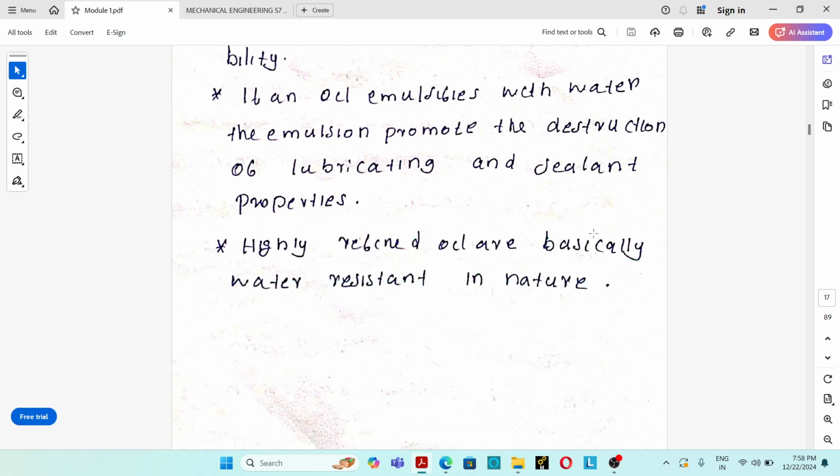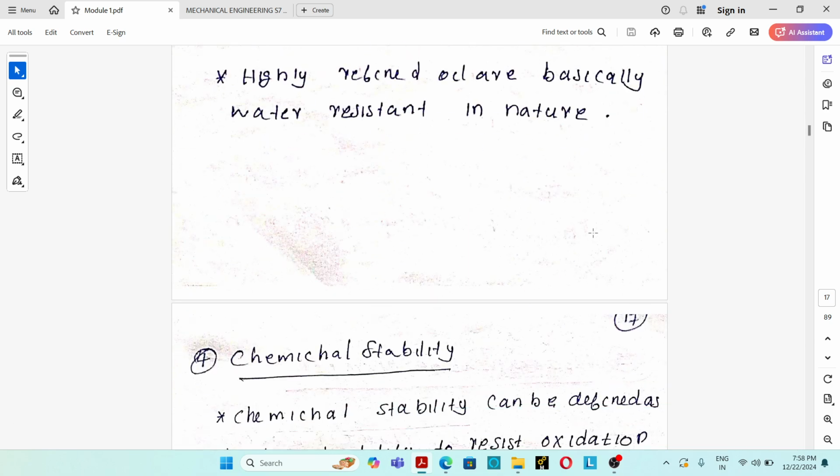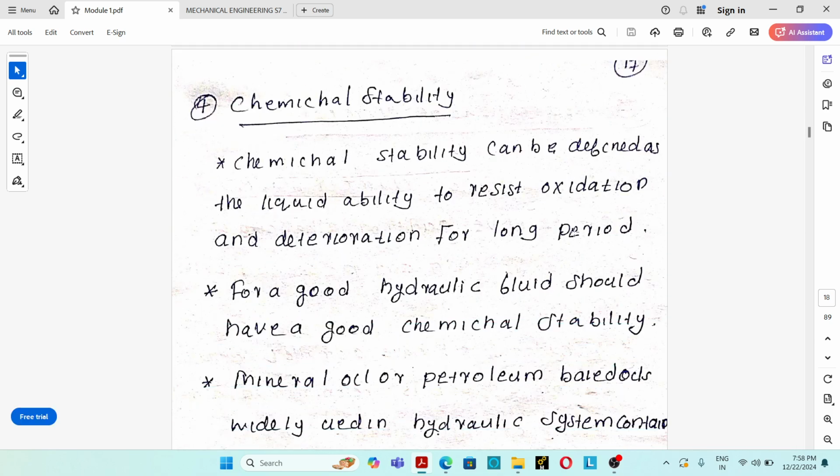See, hydraulic oils are basically water resistant in nature in order to prevent emulsification. So the fourth property of hydraulic oil is chemical stability. Chemical stability can be defined as the liquid's ability to resist oxidation and deterioration for a long time. So chemical stability means hydraulic oil should have the ability to resist oxidation and deterioration for a long time. A good hydraulic fluid should have good chemical stability.